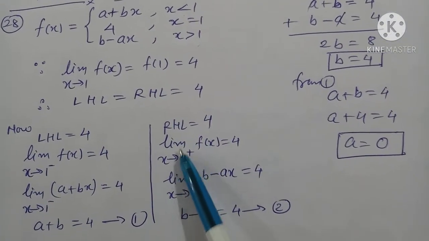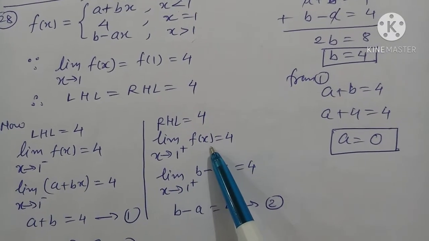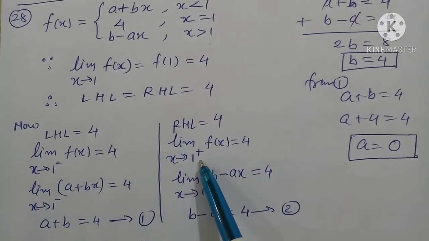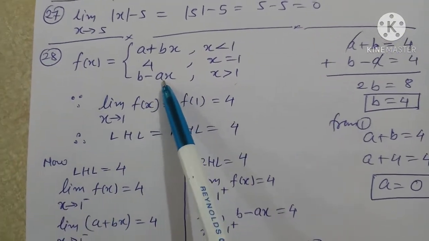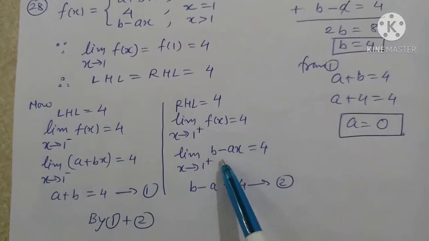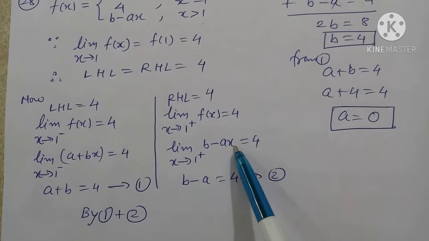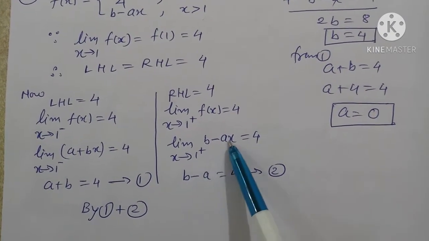Now the right hand limit also should be 4. So right hand limit means limit x tending to 1 plus f(x) equal to 4. 1 plus means more than 1. More than 1 the function is b minus ax. So in place of f(x) write b minus ax. And when we raise the limit, we will get only b minus a equal to 4. Call it equation number 2.